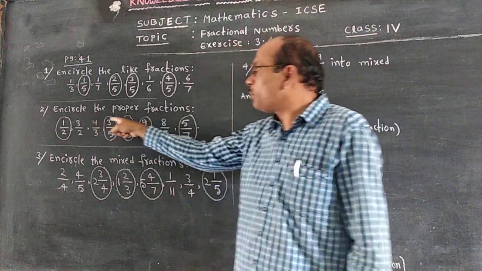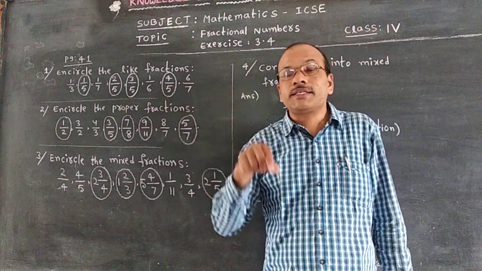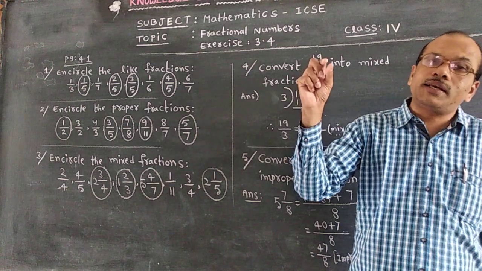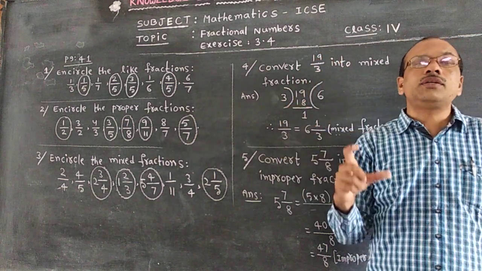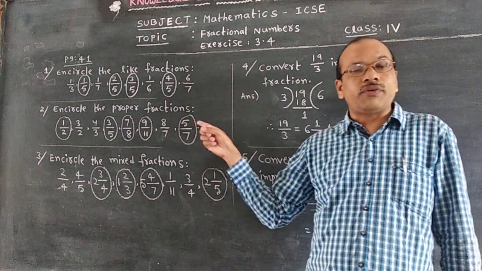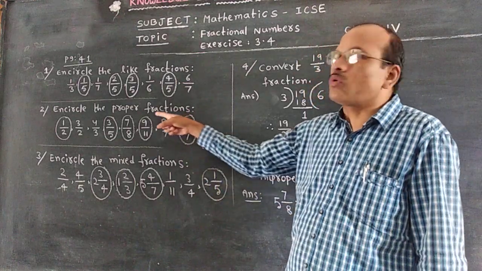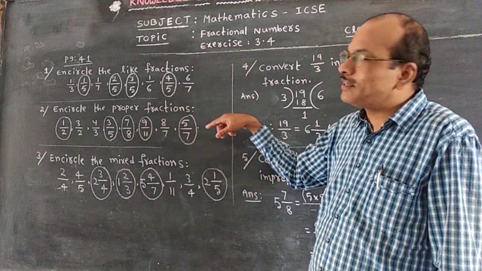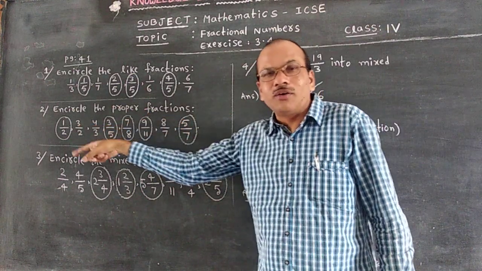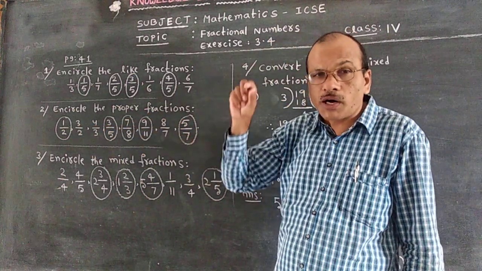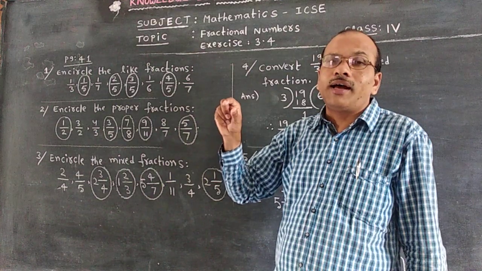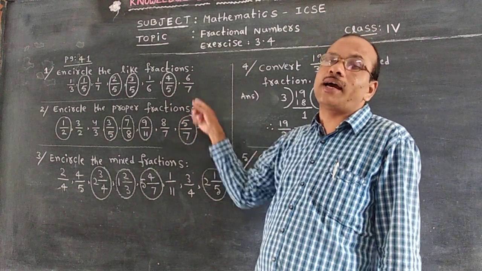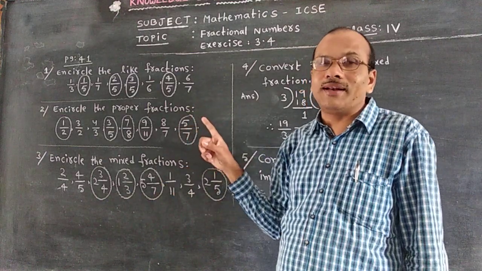Here, encircle the proper fractions. We discussed proper fractions. If the numerator of any fraction is smaller than its denominator, then such a fraction is said to be a proper fraction. Am I correct? Now we will recall that knowledge. Let us check which fraction has a smaller numerator and a bigger denominator. Then such a fraction I want to put in a circle.